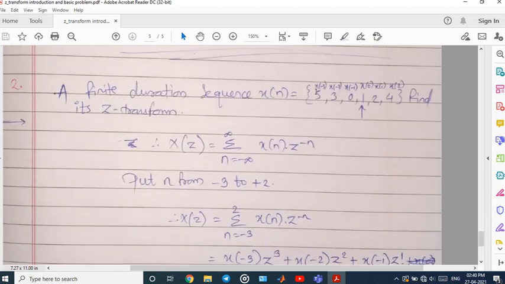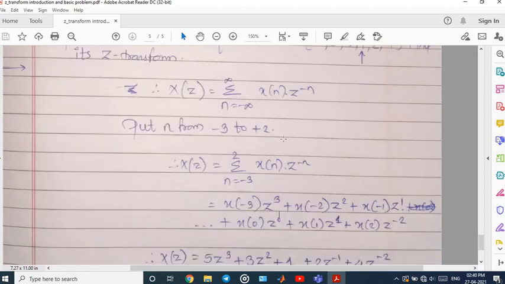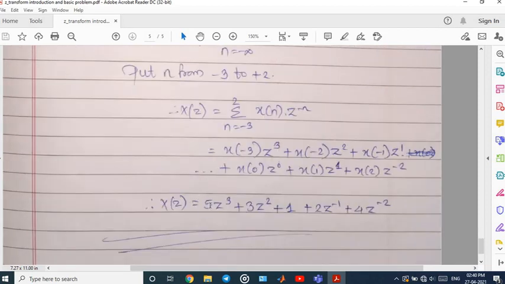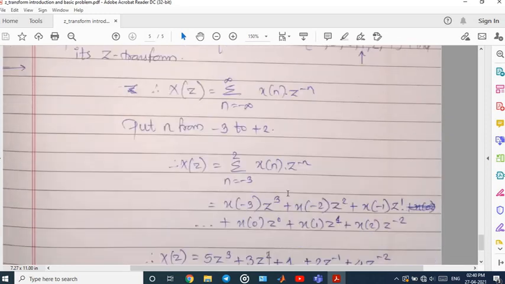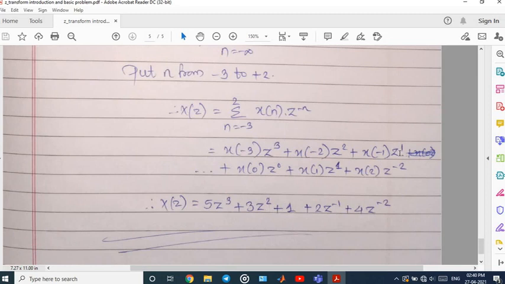X of minus 3 is 5, x of minus 2 is 3. Okay, x of minus 3 is 5, z to the power 3 as it is. X of minus 2 is 3, then z to the power 2 as it is. X of minus 1 is 0, and z to the power 1 is whatever the value is, 0 into some value is 0. Okay, so this term will be 0.